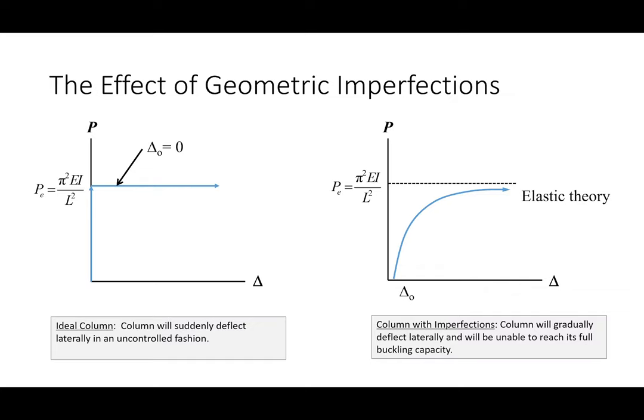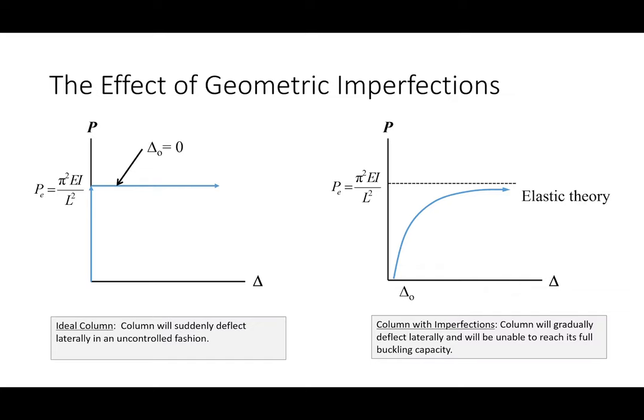So in an ideal column, this is what the math says. The math says that if you have a perfectly straight column, what's going to happen is you apply load, and suddenly there's infinite lateral displacement, right? In math terms, we call that a bifurcation, right? It's either buckled or it's not, okay? That's not really what's happening in the real world.